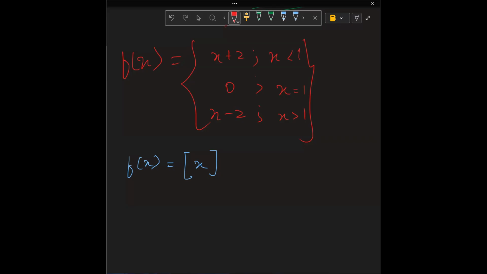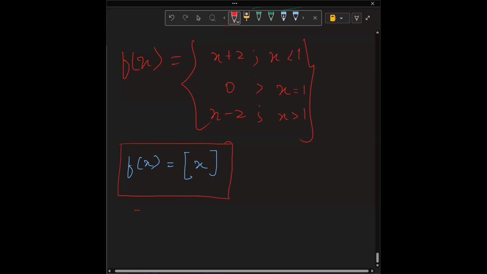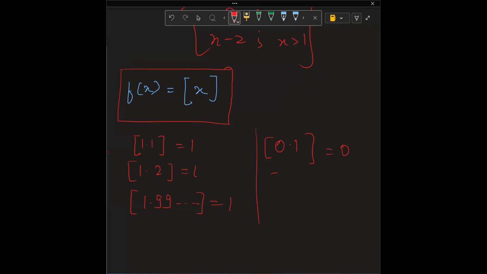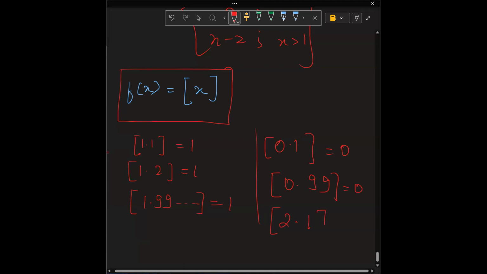आपने 11th में पढ़ा होगा ये फंक्शन, ग्रेटेस्ट इंटीजर फंक्शन। इसका मतलब ये होता है, if this is 1.1 then this is 1, if this is 1.2 then this is 1, if this is 1.99 and so on, then this is 1. That means greatest integer function. If this is 0.1 then this is 0, if this is 0.99 then still this is 0, and if this is 2.1 or you can say anything, then this is 2. This is greatest integer function.